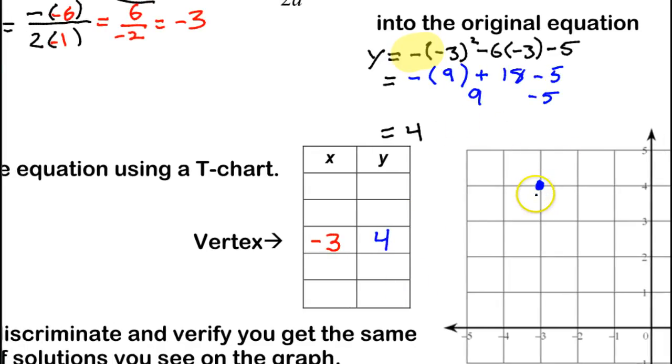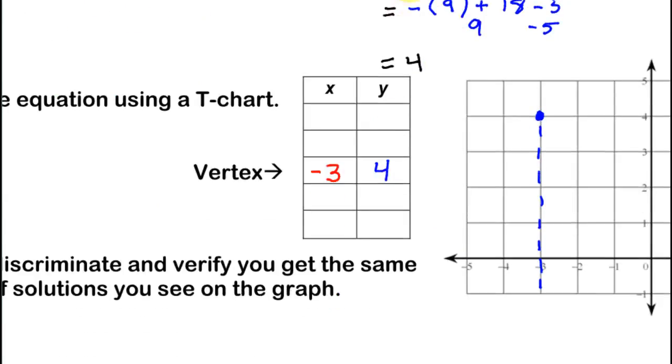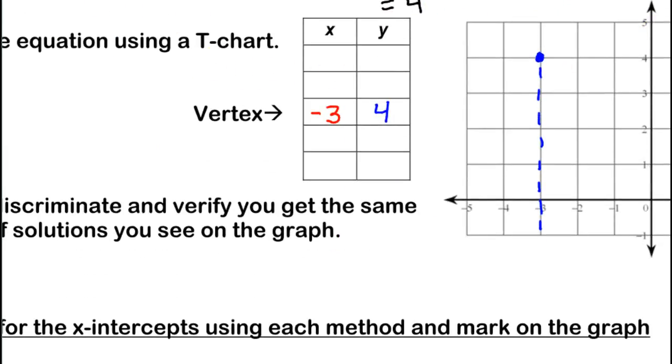So the vertex is in the middle of the graph. We know this is the axis of symmetry going down the middle, x equals negative 3. And we know the parabola opens downward because of the negative sign up here. So let's figure out some more points.